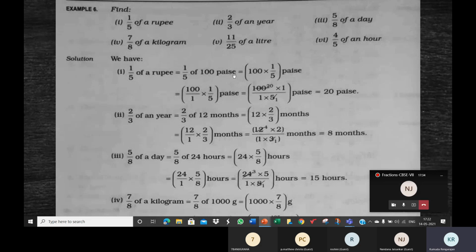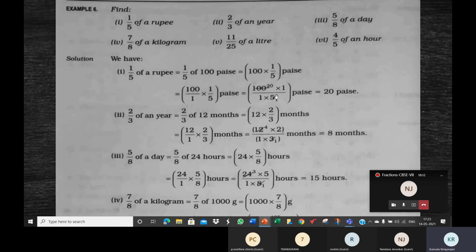Paise, children, because we have converted 1 rupee to 100 paise. Now 100 means 100 by 1 into 1 by 5. And how do we multiply? We multiply the numerators, 100 into 1, and we multiply the denominators, 1 into 5. Whenever it is possible to simplify, take a number from the numerator and a number from the denominator and reduce them using the same tables.